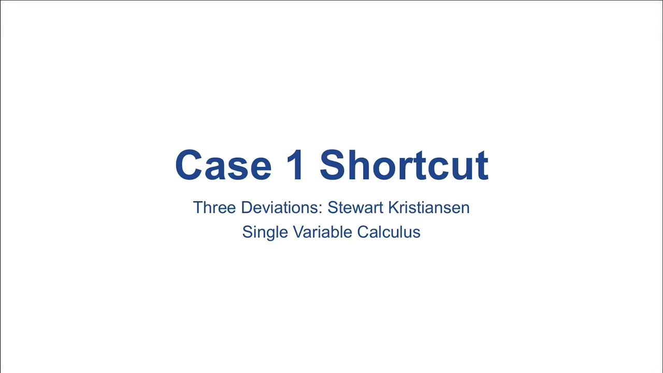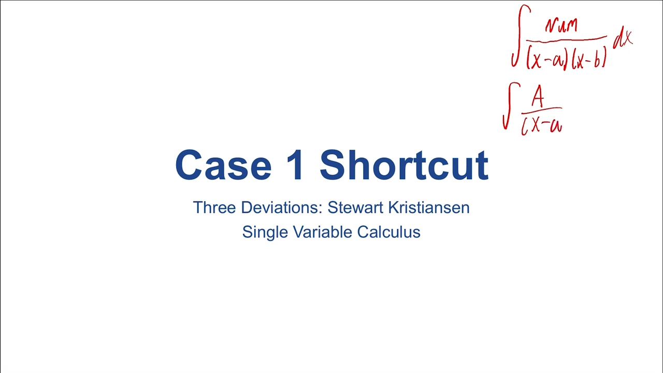We are covering the case one shortcut, which makes it a lot easier to deal with integrals where we have some numerator over a couple of factors like x minus a times x minus b dx. We can use partial fractions to separate this into an integral of a constant over x minus a plus another constant over x minus b. That made these integrals a lot easier because in most circumstances they are just simple ln integrals, which require a substitution at worst.